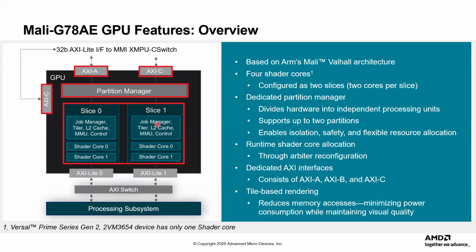So you have two shader cores per slice, and the shader core is what's actually doing the majority of our computation here. You have dedicated AXI interfaces, AXI A, B, and C, depending on how the data is being read. And this is also supporting that isolation and independence of one side from the other side. The fact that you can do tile-based rendering is great because this is going to significantly reduce your memory access, which means things run faster, you minimize power, but you still maintain a really high level of visual quality.